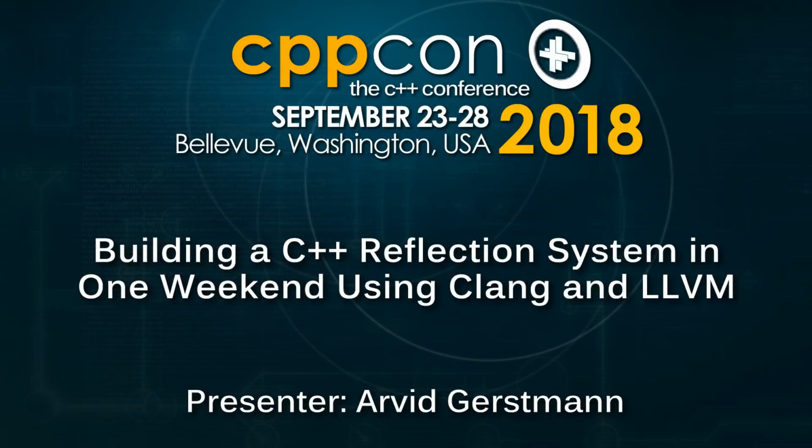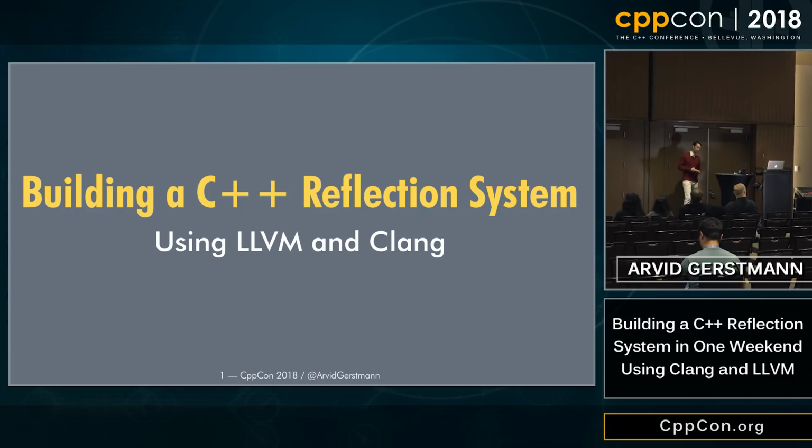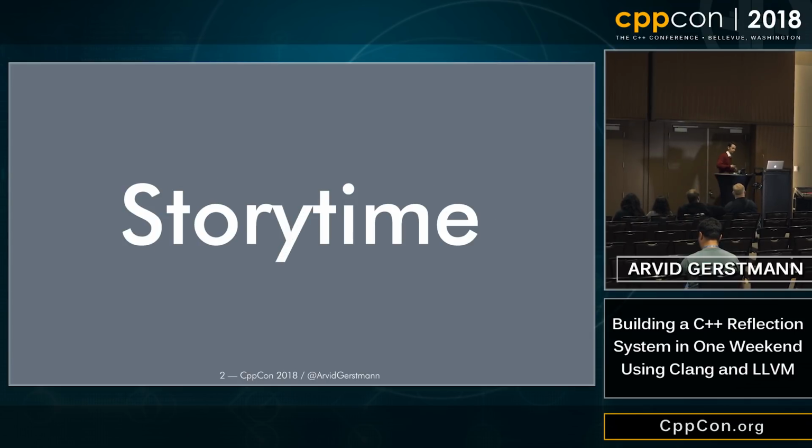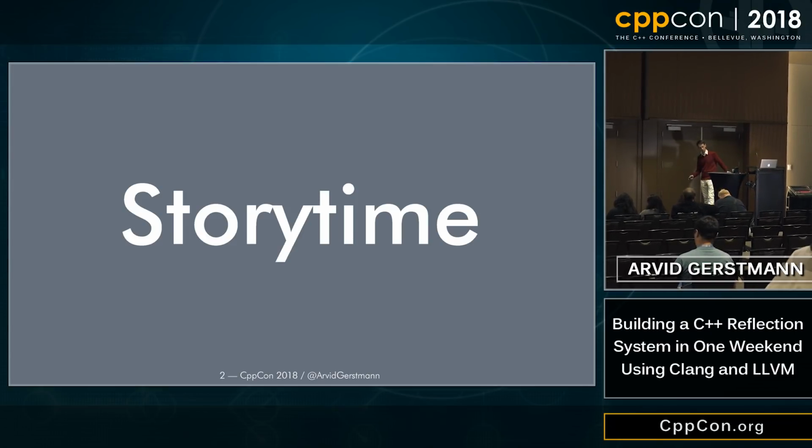I'll be talking about how to build reflection C++. But I want to start out with a little bit of story time. Imagine you're writing a C++ program, which probably many of you do, and you have a struct in your program, and you want to send that struct over the network.